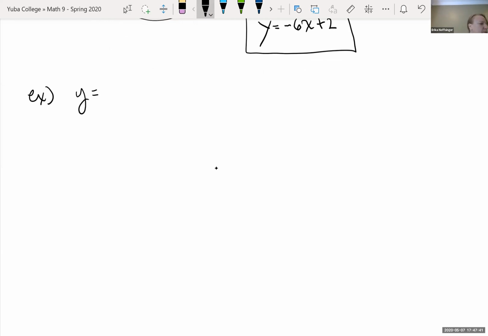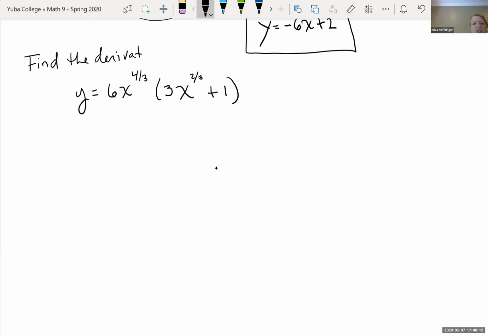So if we have y is equal to, let's say, 6x raised to the 4/3 power, and this is all times 3x to the 2/3 plus 1. Okay, so taking the derivative of this, I notice that if I don't manipulate this, I would have to use my product rule. But I noticed that I can manipulate this pretty easily so that I don't have to use the product rule by distributing that 6x to the 4/3 to each term.